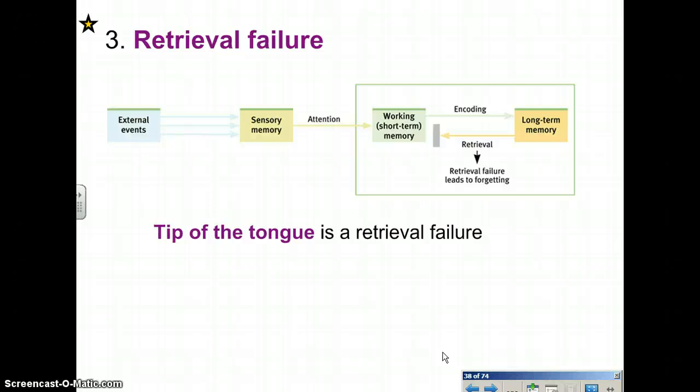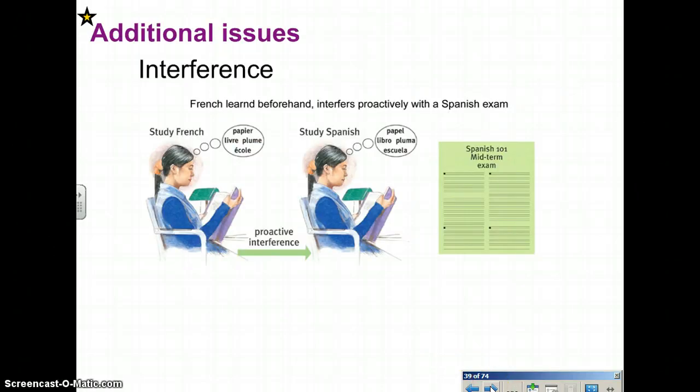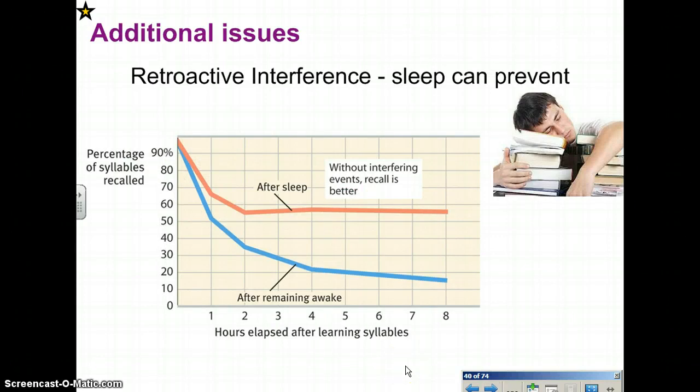Other issues can also interfere with our ability to remember. Interference can prevent us from remembering. Proactive interference, for example, French learned earlier in life, can interfere with memorizing Spanish words later. Retroactive interference can also happen. Learning Spanish later can make it harder to remember your French. Sleep can actually prevent retroactive interference. If you study the parts of the eye, then sleep for a while before studying for your math test, you are more likely to remember the parts of the eye that you learned.